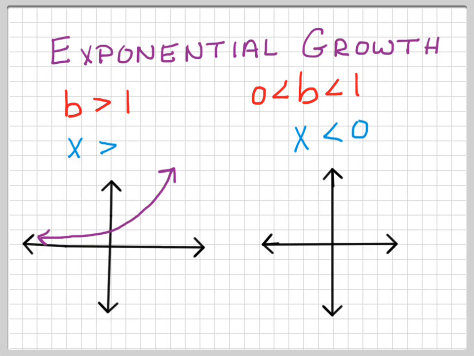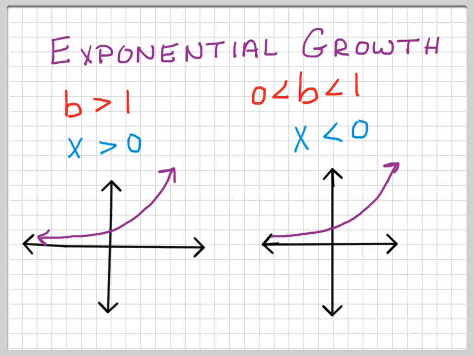An exponential growth can be expressed in two ways. The first way is when the base is greater than 1 and the exponent x is greater than 0. You're going to end up with an exponential growth function on the left. However, if the base is between 0 and 1 and x is less than 0, you will also end up with an exponential growth function.